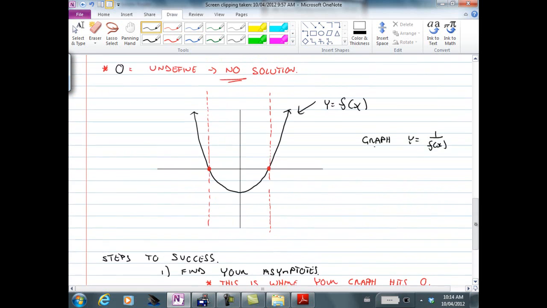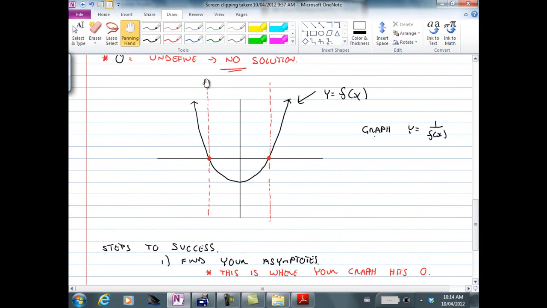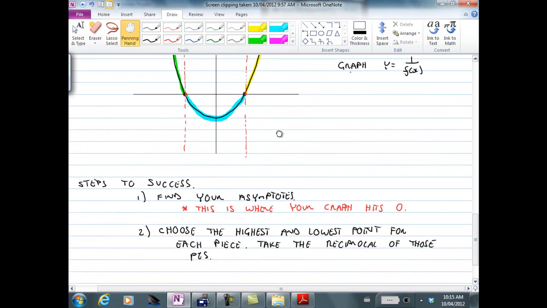So if I look at this graph, when I draw on my asymptote, it breaks this graph up into 3 pieces. I'm going to do it in different colors for you. One is the yellow piece right here, another is the blue piece, and finally the green piece. The asymptote chops up my graph into 3 pieces. That's all there is to it. I'm going to start with the yellow piece, and this is where step 2 kicks in.